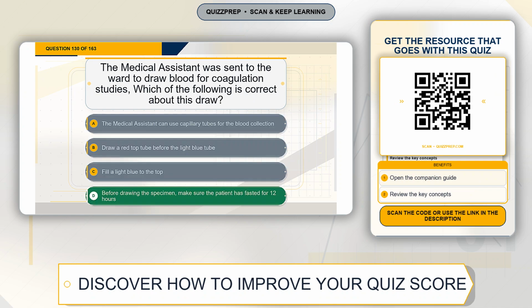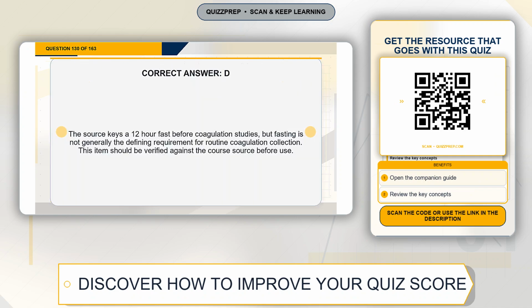The correct answer is option D, before drawing the specimen, make sure the patient has fasted for 12 hours. Explanation. The source keys a 12-hour fast before coagulation studies, but fasting is not generally the defining requirement for routine coagulation collection. This item should be verified against the course source before use.